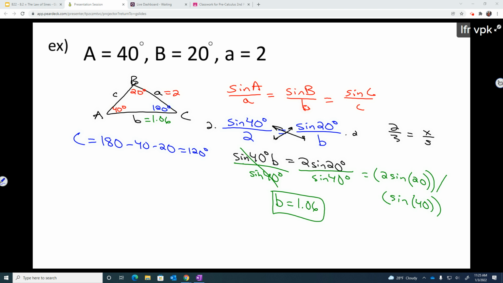And the last thing we need now is little c. To get little c, we're going to use the law of sines again. And just like we used sine of big A over little a for this, we're just going to do that same thing again. Except instead of setting equal to the b, this time we're going to set equal to the c. I always just stick with the same ratio you used to begin with. So we'll do sine of 40 over 2 equals, and now instead of solving for b, we're doing c, so it's going to be the sine of 120 over little c.